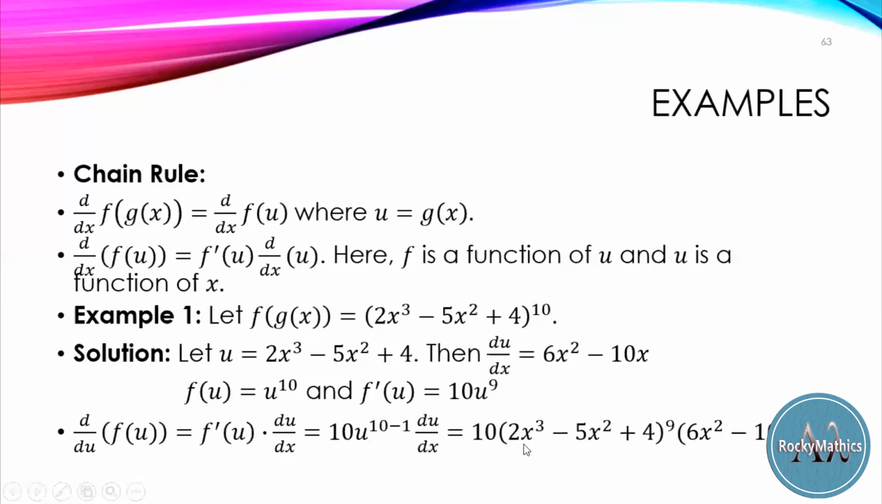So 10 times the quantity 2x cubed minus 5x squared plus 4, raised to 9, because this is our u, and our du dx. What is our du dx? 6x squared minus 10x. Again, we were able to compare our first method and the second method using different types of variables. But again, we come up with the same answer. So it's up to you what method or what variable you are going to use, and you have to use the most convenient for you.